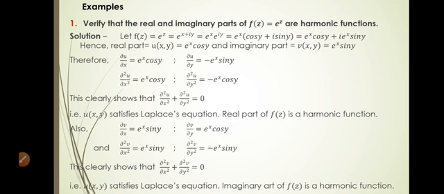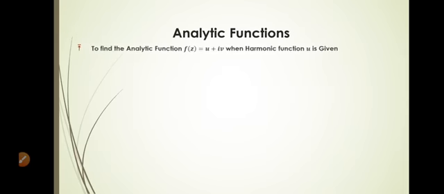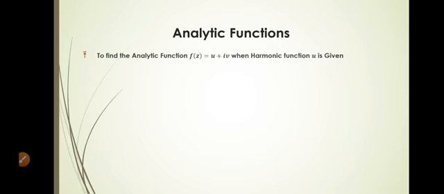Now we will see how to form the analytic function when its real part is a harmonic function and it is given to you. The procedure is very similar to the formation of analytic function f(z) = u + iv when its real part u is given. So this is your required analytic function f(z).